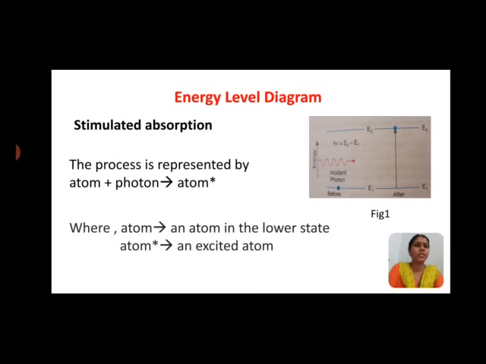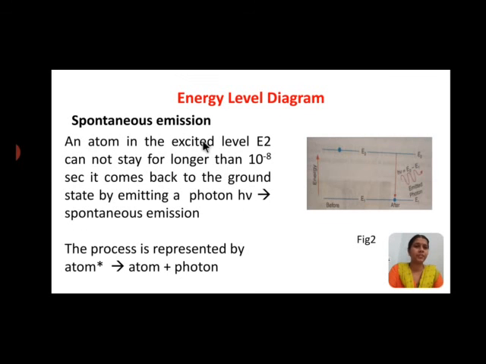Next we will move to spontaneous emission. What is meant by spontaneous emission? The atom will be in an excited state here. The atom will not stay for longer than 10 to the power of minus 8 seconds. It has to come back to the ground state. While coming back to the ground state, it will emit a photon. Here in this figure I have shown the emitted photon. This we call spontaneous emission. The name itself indicates emission. Emits.